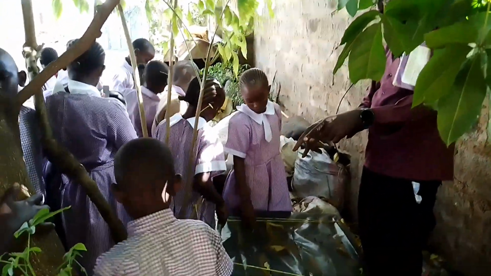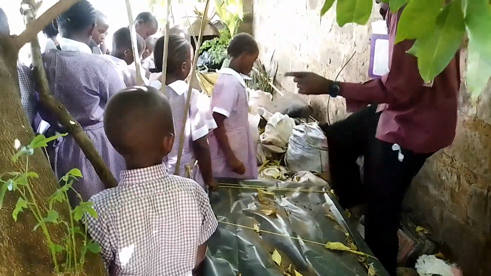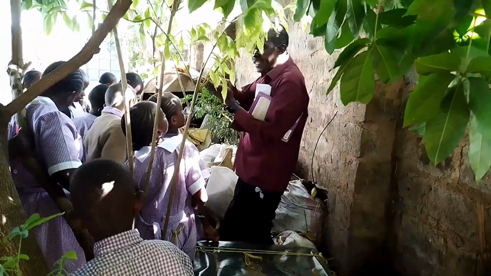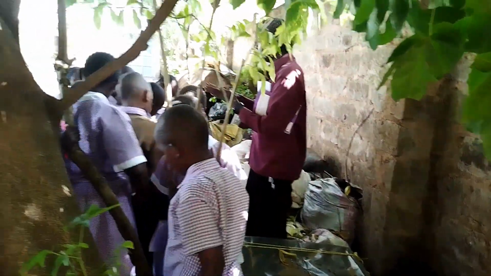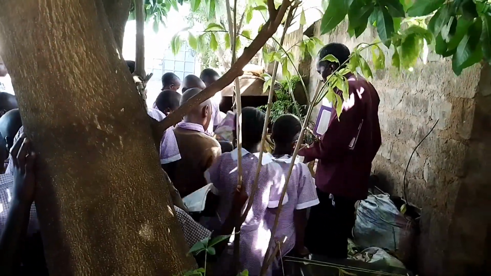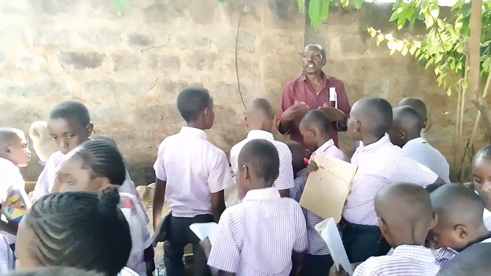So when you look at your books, they will show you how you pile them in layers and how they eventually rot and become compost manure. Okay? Now here, the worms feed on it, and it becomes manure.